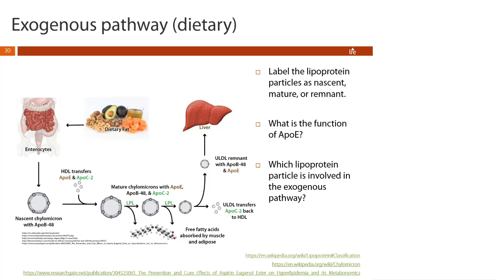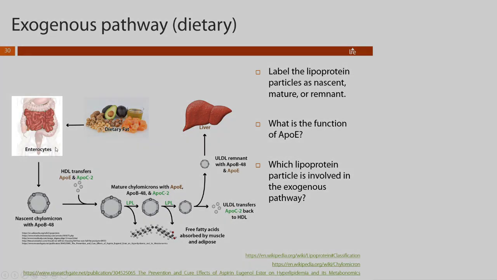So let's start with the exogenous pathway, which describes what happens to dietary fat that we ingest. Starting with our dietary fat, it's going to be absorbed by enterocytes of the intestines. In the intestines, they're going to join with ApoB48, which is one of the apolipoproteins that we talked about earlier, and that's going to form a nascent chylomicron. This nascent chylomicron is then secreted to the lymphatic system and then to the bloodstream via the activity of ApoB48. We talked about how the purpose of the apolipoproteins is to add some rigidity, add some structure to the lipoprotein particles.